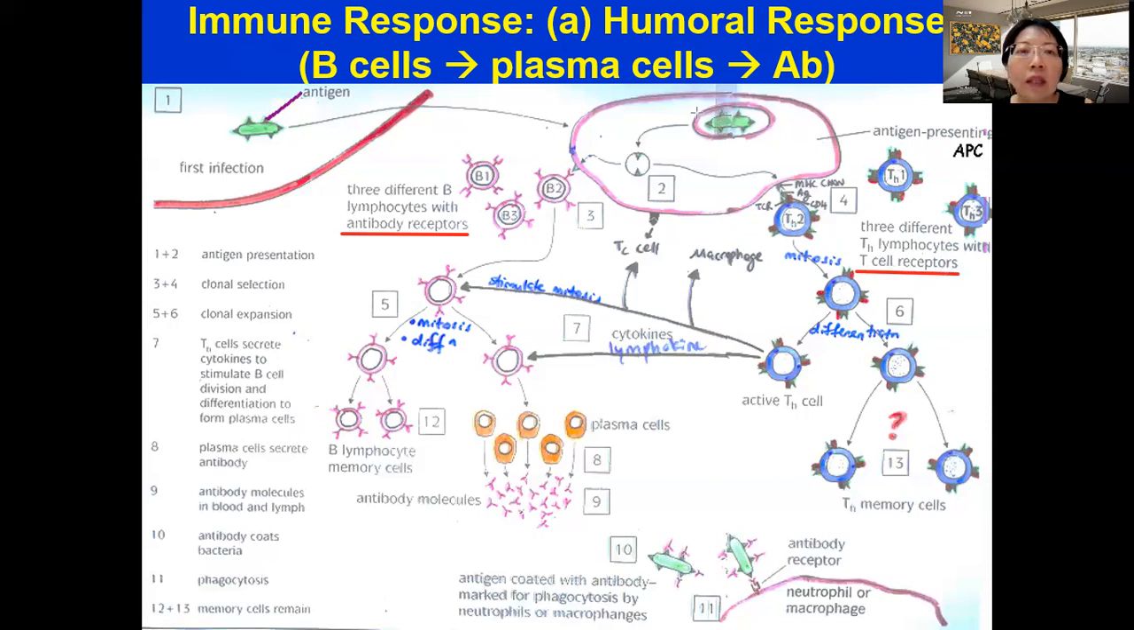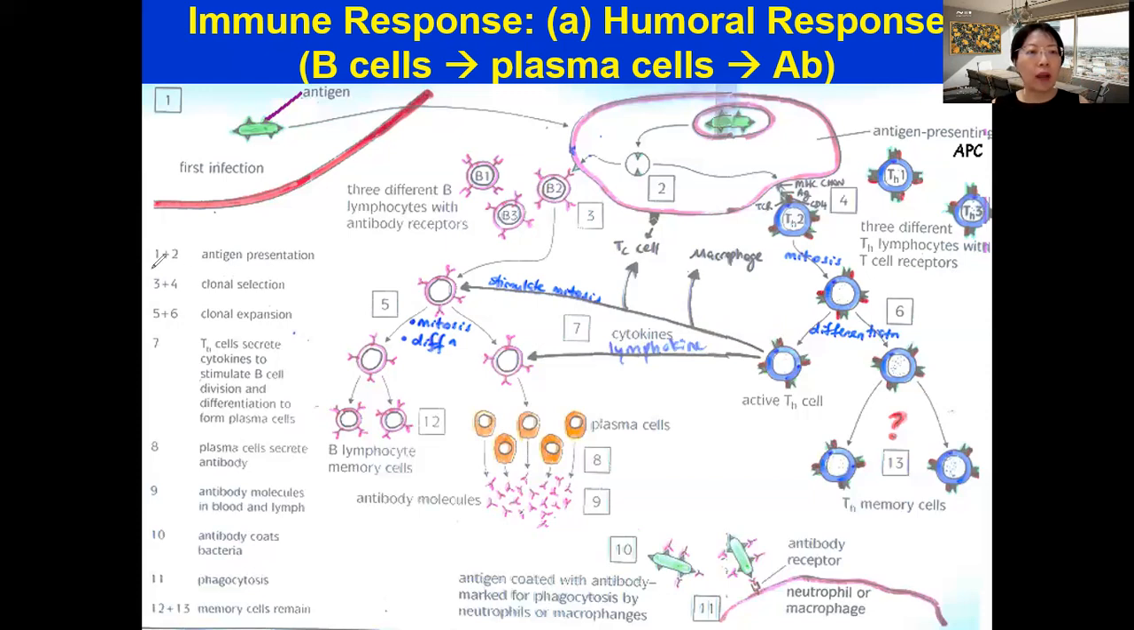You can see that the shape of this binding site here is square. Whereas for the others, one of them is V-shape and the other one is U-shape. So all the 3 receptors have a different shape of binding site, and therefore different T helper cells: T helper 1, T helper 2, and T helper 3. So you've got 3 different clones of T helper cells.